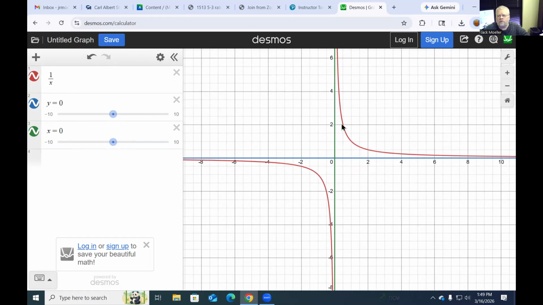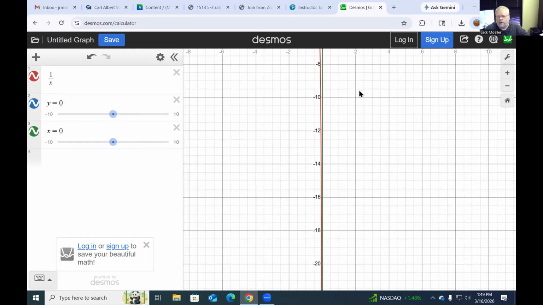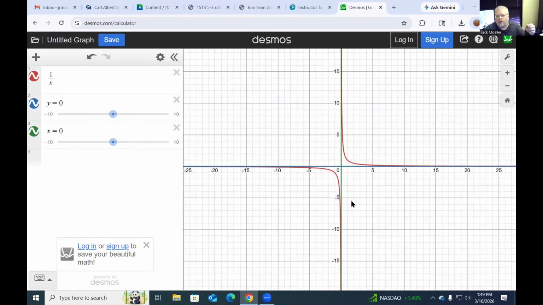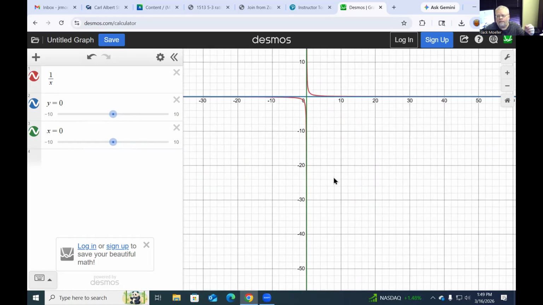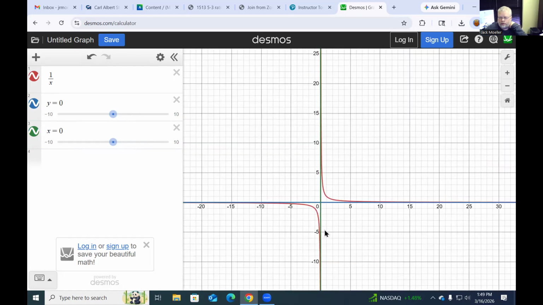Now the green is the vertical asymptote, and that is x equals 0. If you notice, as we get closer and closer to 0 from the left side, we're going down to negative infinity. And again, it may look like it's vertical, but we're not actually touching that line.